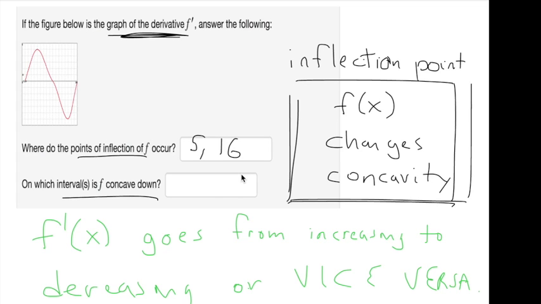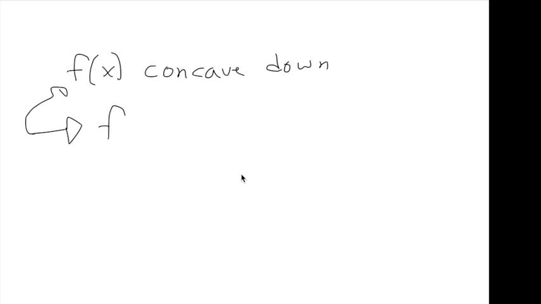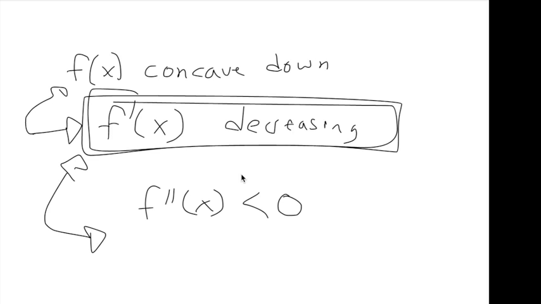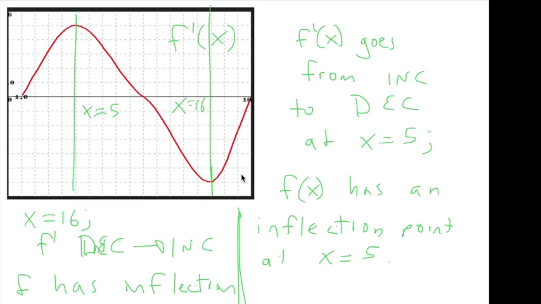On what intervals is f concave down? So this again is about translating the various relationships between f, f prime, and f double prime. F of x is concave down. Well, one way I can see that is if f prime of x is decreasing. And that's equivalent to saying f double prime of x is negative. For this particular problem, this way of saying it is the most helpful because you're actually looking at the graph of f prime. So it looks to me like from x equals negative 5 to x equals negative 6, I see f prime of x decreasing. And so that's my answer.